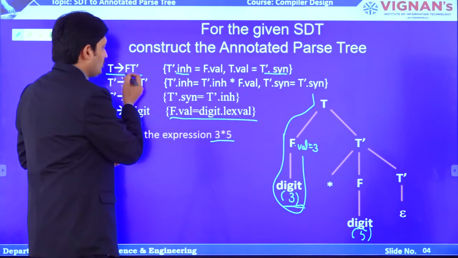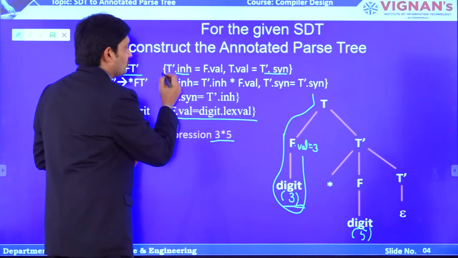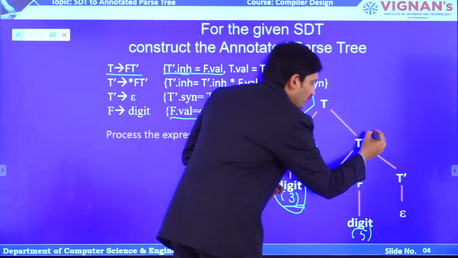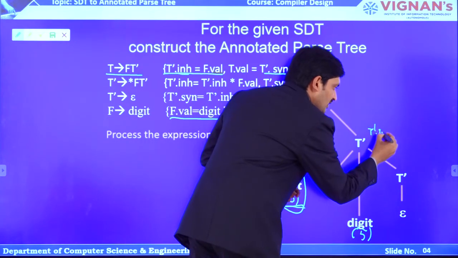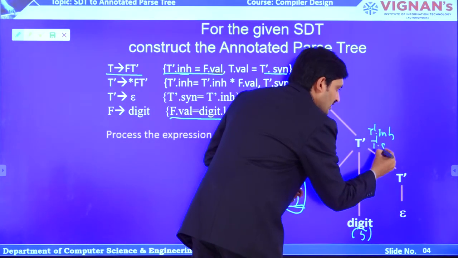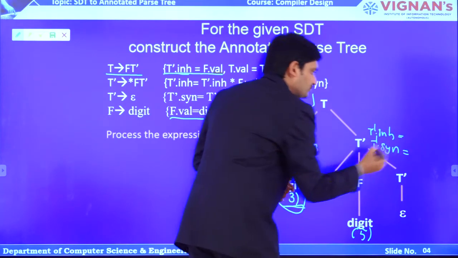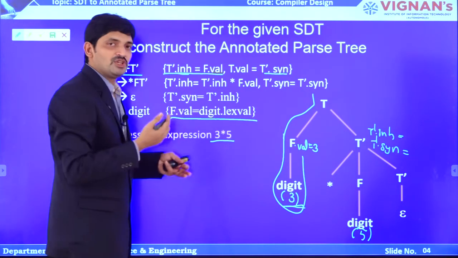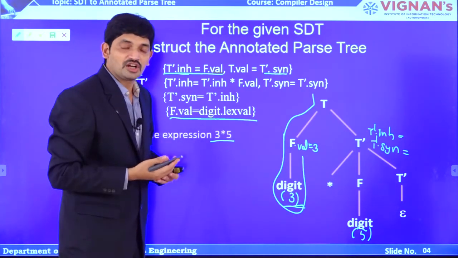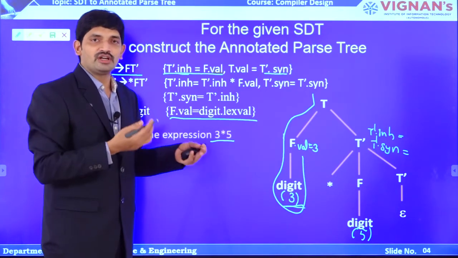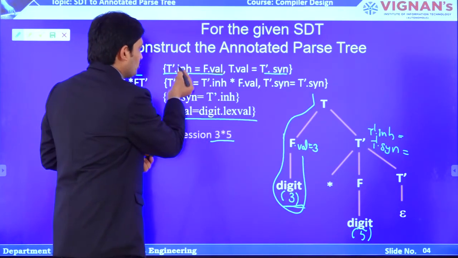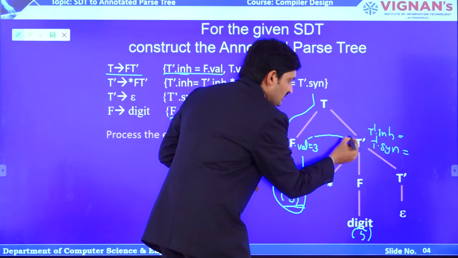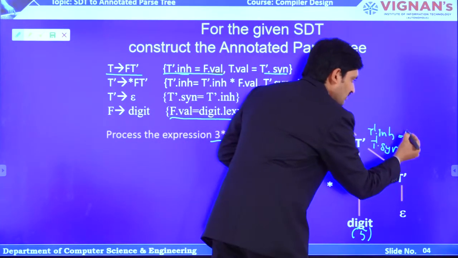Now, you can find T tends to FT dash. So, T dash INH equal to F value, some action is there. So, I have to find T dash dot INH value and T dash dot SYN value. You can see here T dash INH means inherited. If it is an inherited attribute, it may depend upon its parent or sibling. So, F value is to be assigned into T dash inherited. So, this F value is inherited to here as 3.